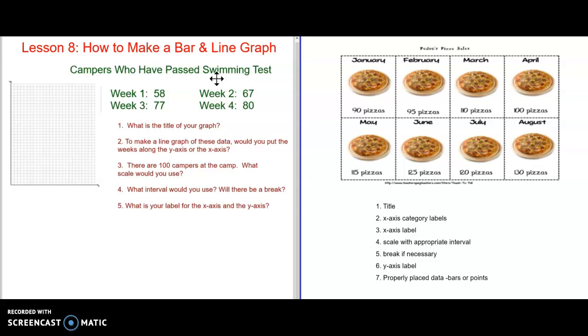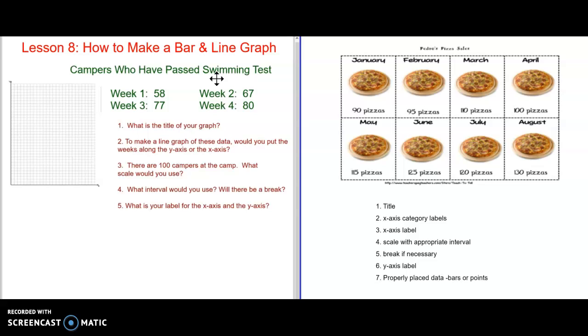The first thing we have to figure out is what type of graph. So we have to go back to thinking about lesson 6 in order to figure out what type of graph. Our choices are going to be between a bar graph and a line graph, because we're not going to be making pictographs or circle graphs or anything here in 5th grade. We just focus on line graphs and bar graphs.